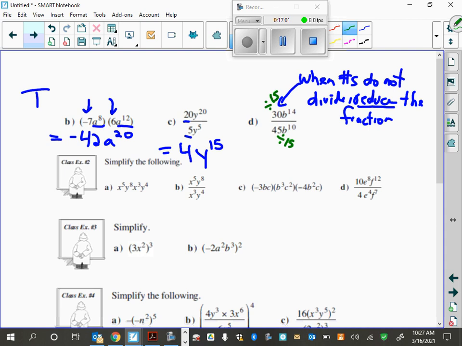So divide by 15. 30 divided by 15 is 2. 45 divided by 15 is 3. And then the b's work out nicely. You just subtract exponents, but make sure you put the b to the 4th in the proper numerator or denominator. Go ahead and write that differently. Now it's another way to write 2b to the 4th all over 3. Yep.